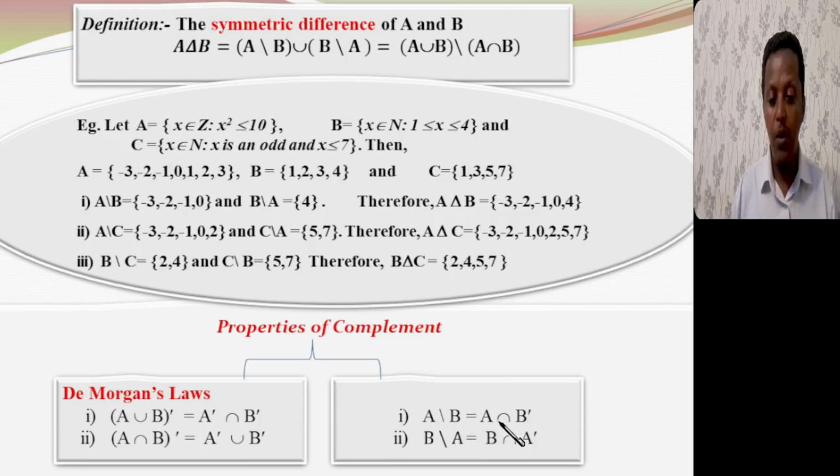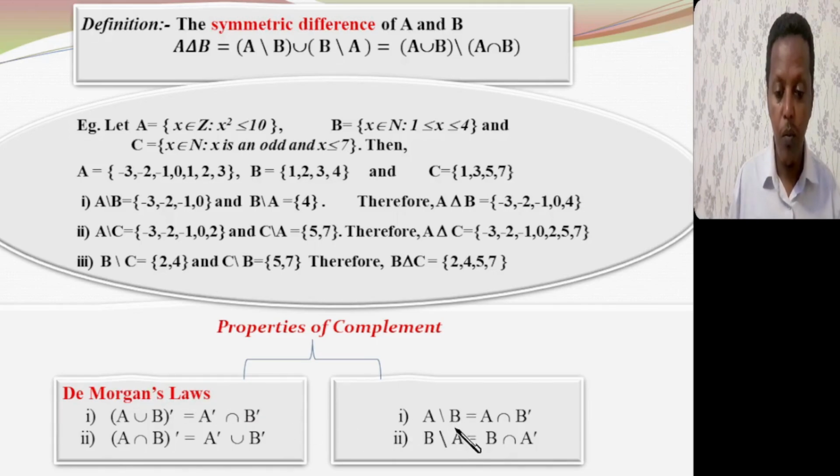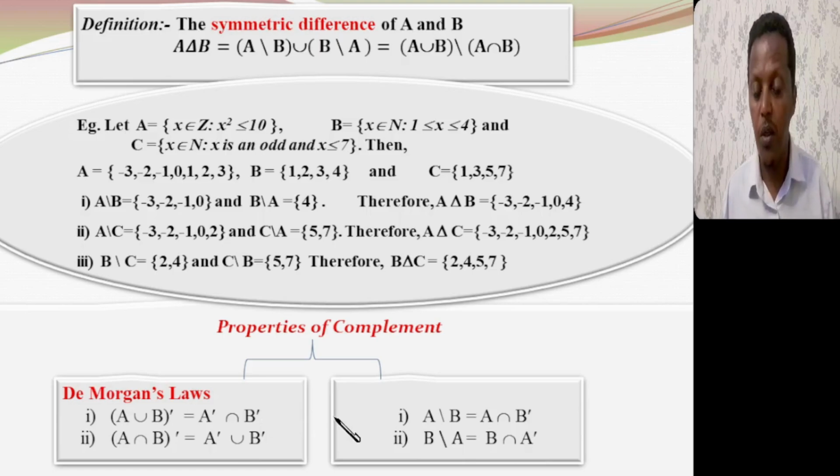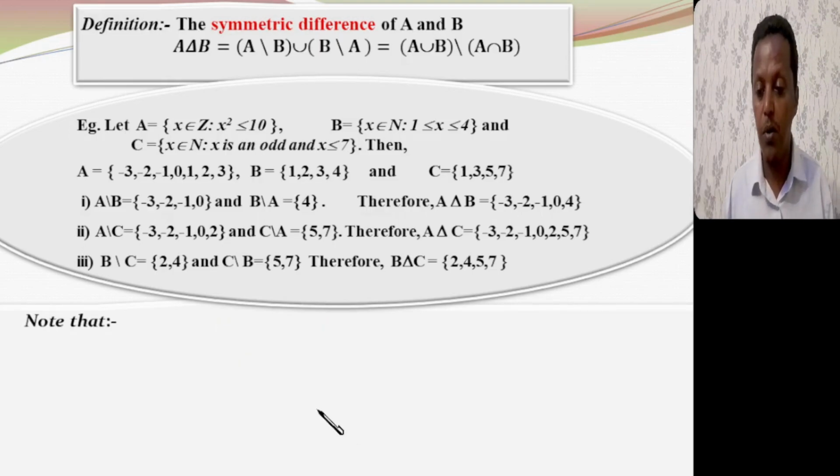And the relative complements can be written in this form. A without B is the same as A intersection B complement. These are important properties. When we simplify set operations, most of the time we use De Morgan's law and these two important properties of complement. B without A, elements only in B but not in A, is the same as B intersection A complement. So don't forget these properties. We will use them in the near future.